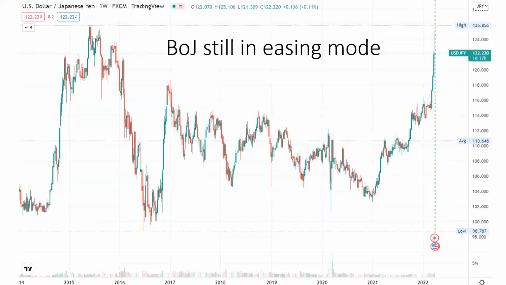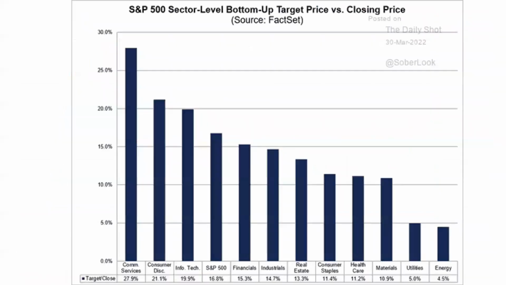Okay, yeah, a few other things. This was more of an interesting side note. It's what the different S&P 500 sector level bottom-up target prices are. This is by analysts. So they surveyed analysts and they said, well, what sector do you think has a better chance to outperform versus its current closing price? And you'll see that communication services was on the top, then consumer discretionary, infotech, S&P 500, financials, industrials. At the other end, you have materials, utilities, and energy.